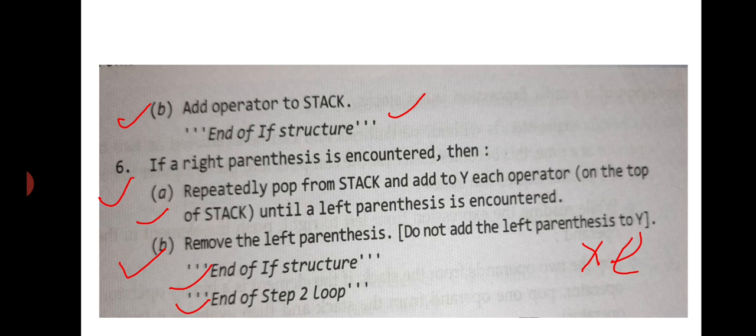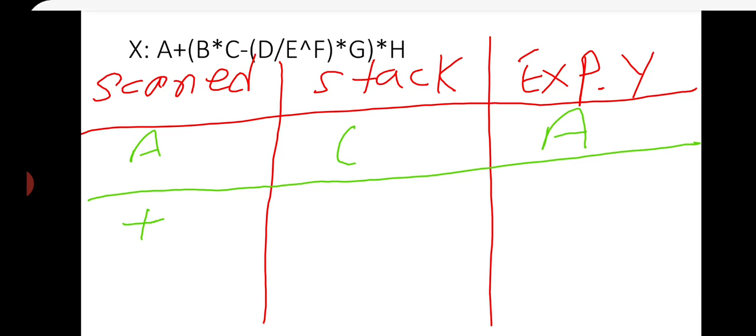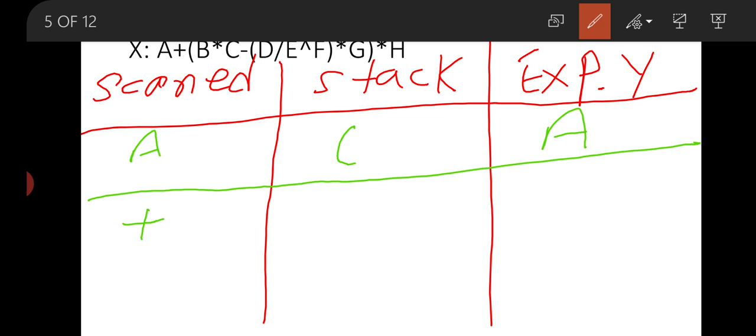Then we have to move to step 5b, add operator to stack. Now we are going to add the operator into stack. Now we have added the operator into stack, and we are not going to delete anything from the stack. Again our expression status is a. Now again we are going to scan.